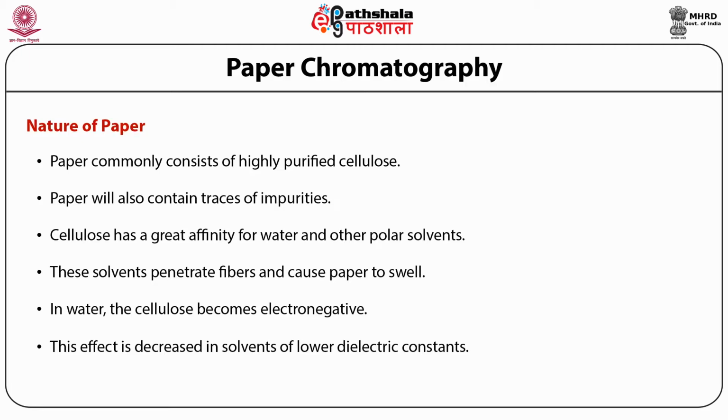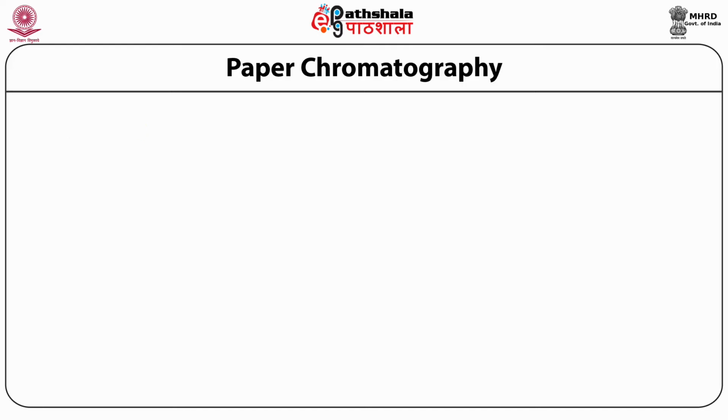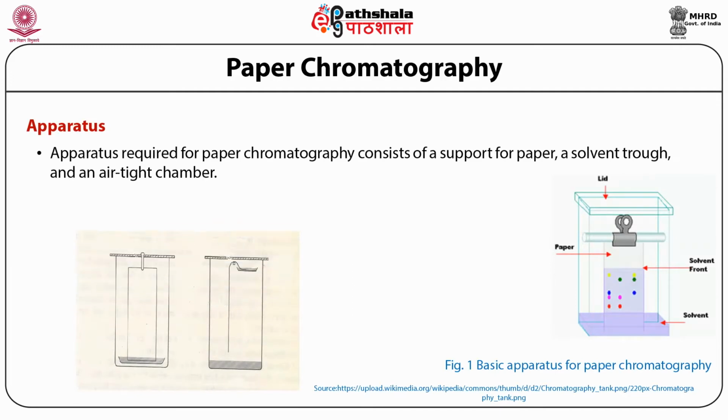Modified forms of paper are now available in which the paper has been impregnated with alumina, silica gel, ion exchange resins, etc. While these modifications lead to different mechanisms for the separation, the technique is the same. The apparatus required for paper chromatography consists of a support for the paper, a solvent trough, and an airtight chamber in which to develop the chromatogram.